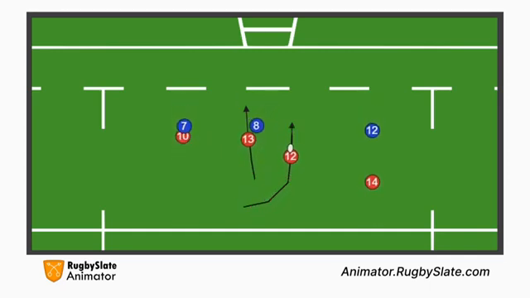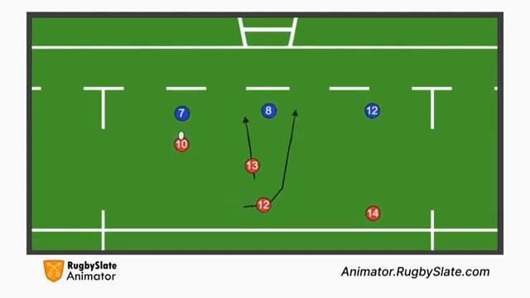The looping runner, the 12, needs to time and angle their run so they're deep enough for the 10 to be able to pass the ball to them, but also not so deep that the defending 8 can switch their attention from the 13 to the 12 and cover both options.